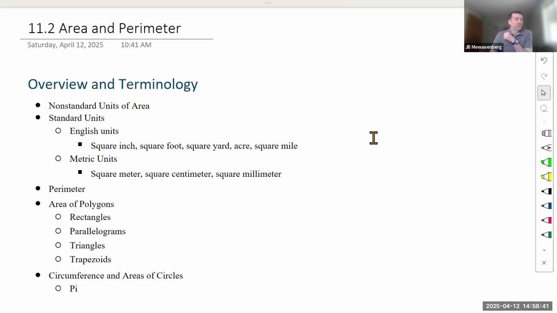Here is our overview where we'll talk about, first of all, the origin story: what did we use before we developed a standard system of measurements? Then, what are our standard units for measuring area, both in the English system and the metric system? We'll talk about calculating perimeter, and then area of specific polygons, including rectangles, parallelograms, triangles, and trapezoids. And then we'll talk about circles.